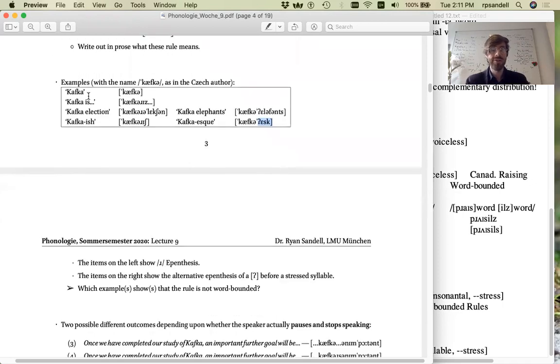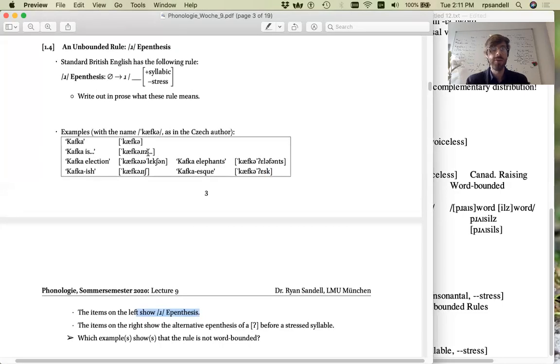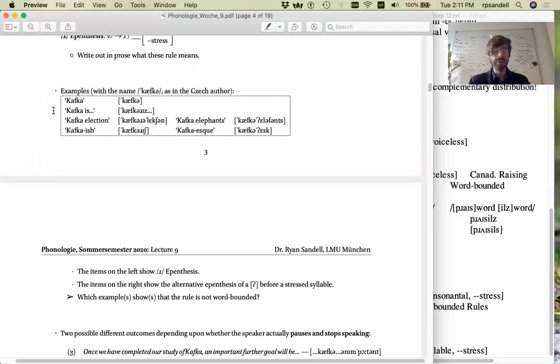Okay, so here we have items on the left showing where our epenthesis has applied, where we had a sequence of 2 vowels, and the vowel on the right was stressless. We ended up, regardless of the constituency, the morphological or syntactic structure, with this R consonant inserted. So in particular, examples like Kafka-Riz and Kafka-Relection show us that the rule cannot be word-bounded. It's able to apply between 2 words.